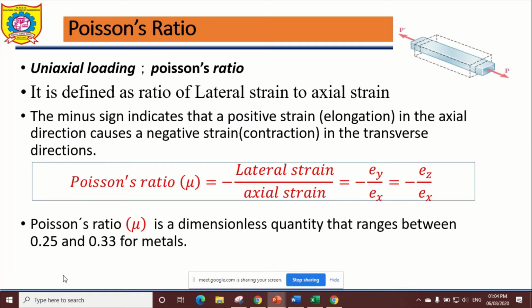0 to 0.5. OK, and for metals it is between 0.25 to 0.33, so for all the metals it is different.